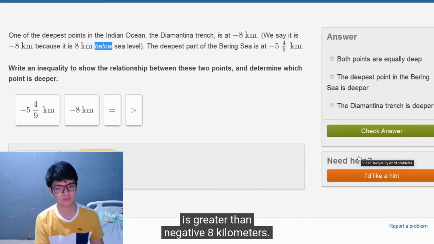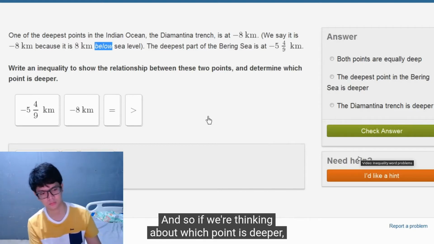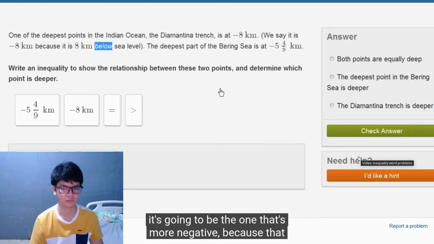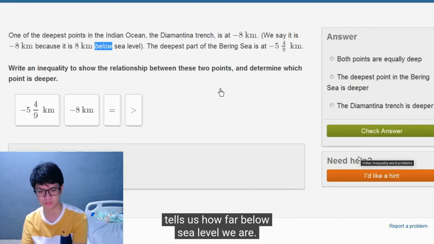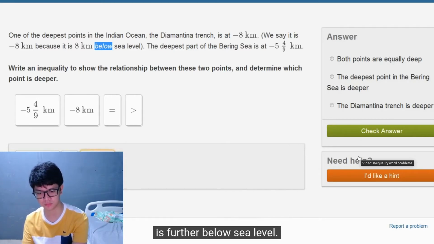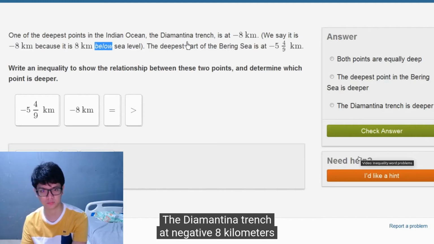And so if we're thinking about which point is deeper, it's going to be the one that's more negative, because that tells us how far below sea level we are. So the -8 kilometer point is further below sea level, and that is, so let's see, -8 kilometers, the Diamantina Trench.